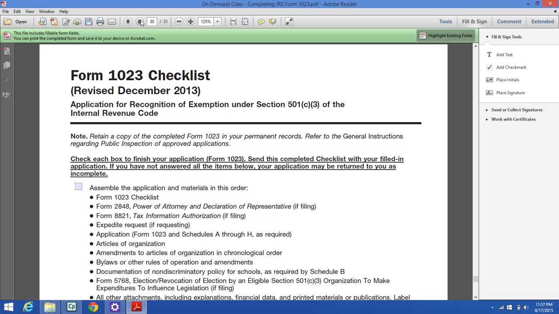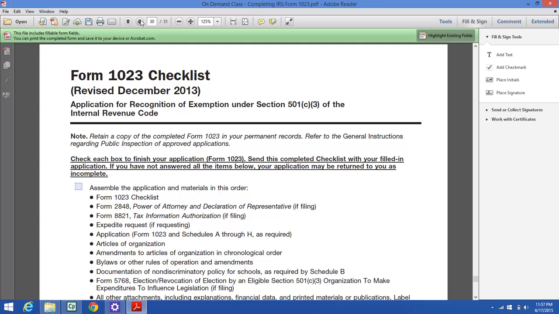That's it. So if your organization does not meet the standards of any of the schedules, you don't have to print those schedules out to submit with your application packet. Just don't print them. We are at the Form 1023 checklist.